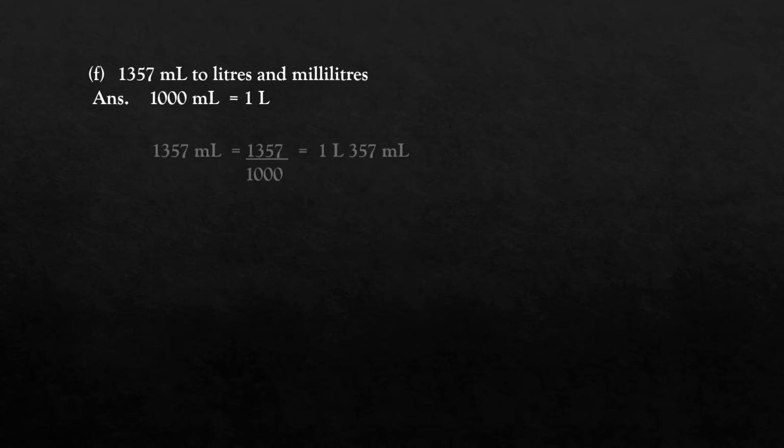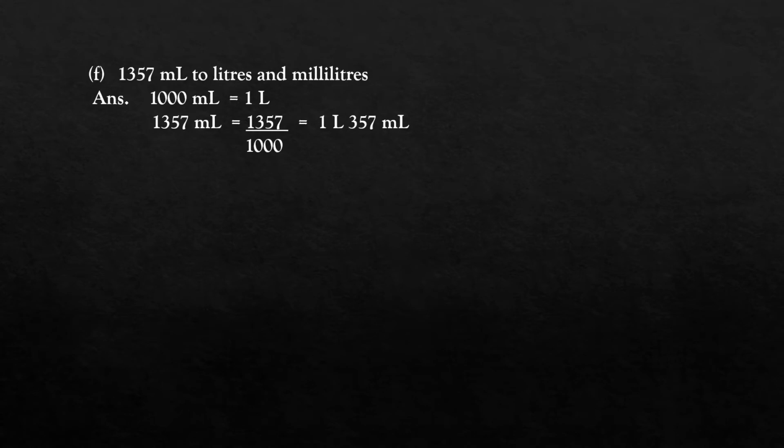Now see the F part question, children. 1357 milliliters, you have to change to liters and milliliters. Now milliliter is a smaller unit than liters. That means whenever you go from a smaller unit to a bigger unit, you will divide. Milliliter is a liquid measurement unit. So now you will divide 1357 by 1000. As you know, 1000 milliliter is equal to 1 liter, or 1 liter is equal to 1000 milliliter.